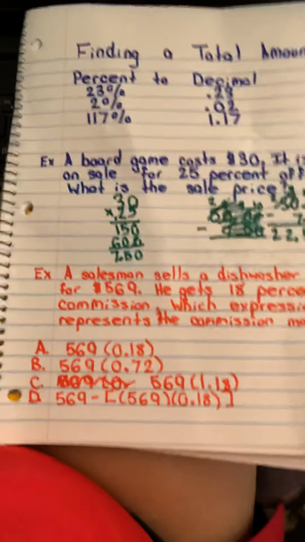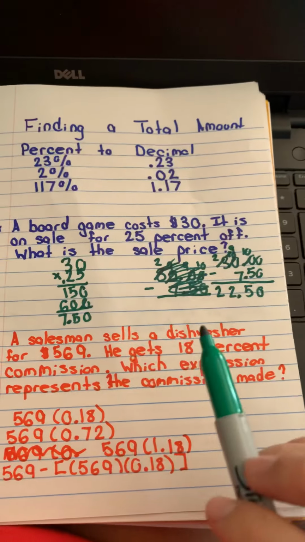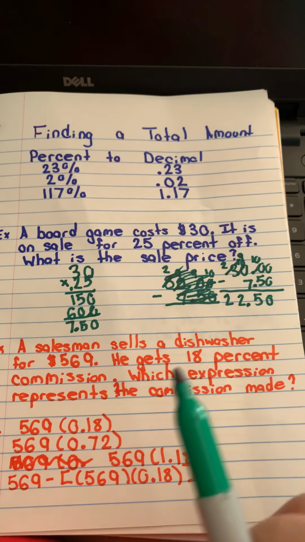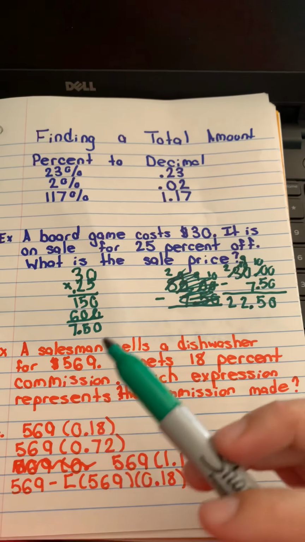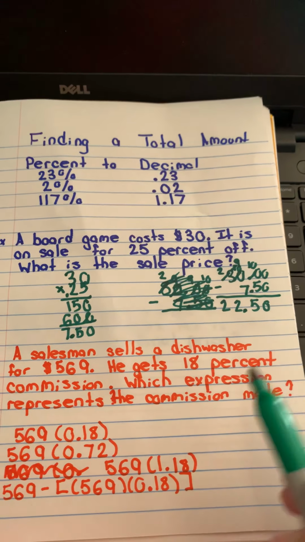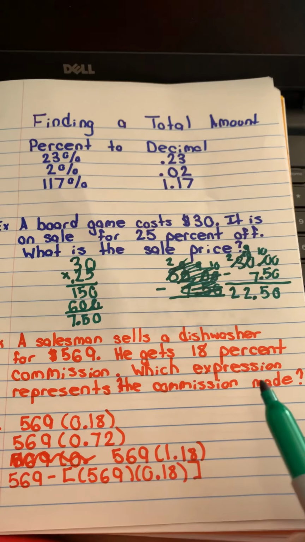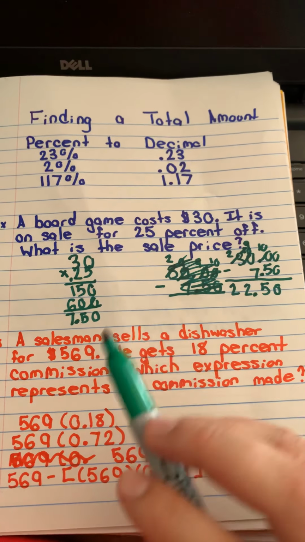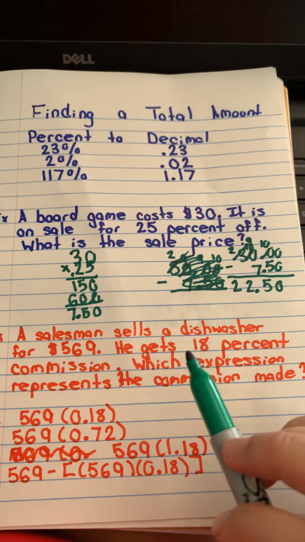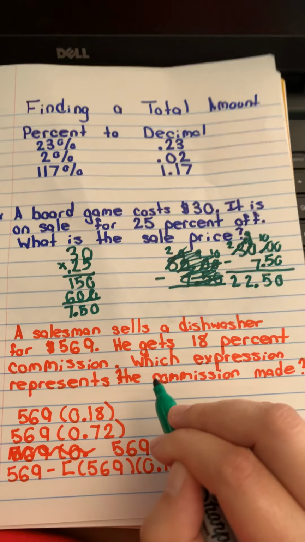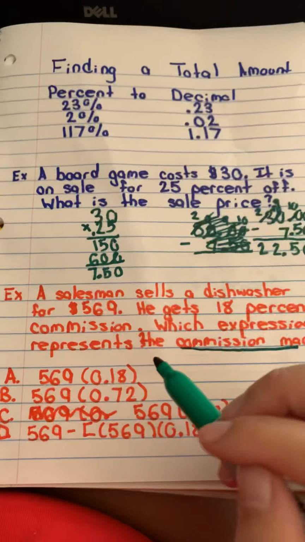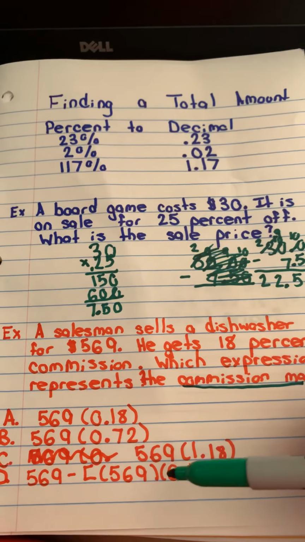My next question says, a salesman sells a dishwasher for $569. He gets 18% commission. That means for every time he sells that, he gets 18% extra in his pocket. Which expression represents the commission made? So I don't care about the total, I don't care about how much it costs. I just care about the commission he made. So I want to know what 18% made. It's asking which expression would match it.